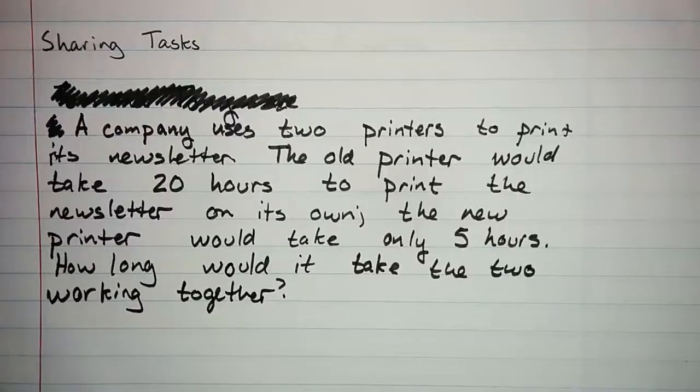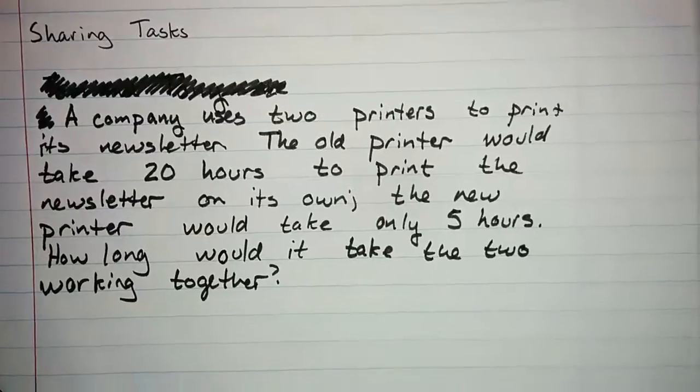So the first thing we might want to know when we're thinking about sharing tasks is how long the job requires when people work together. For example, a company uses 2 printers to print its newspaper. The old printer would take 20 hours to print the newsletter on its own, while the new printer would take only 5 hours. How long would it take the two working together?